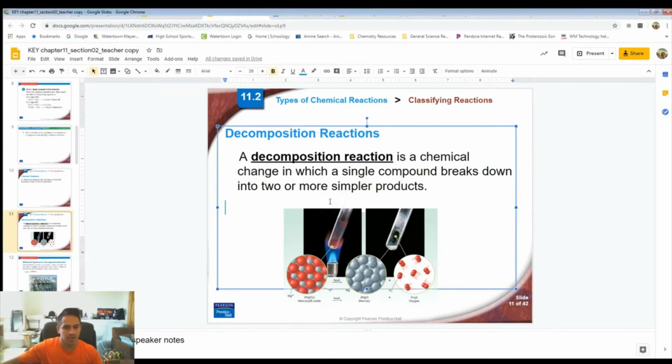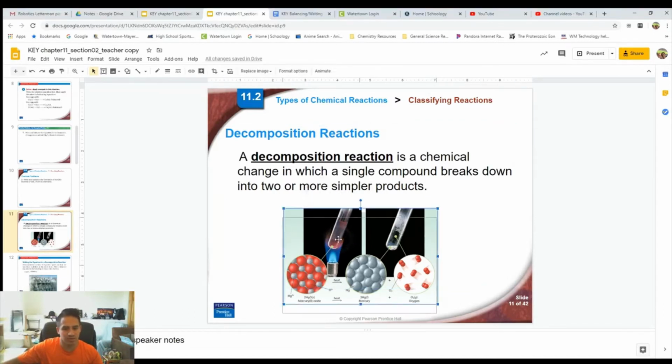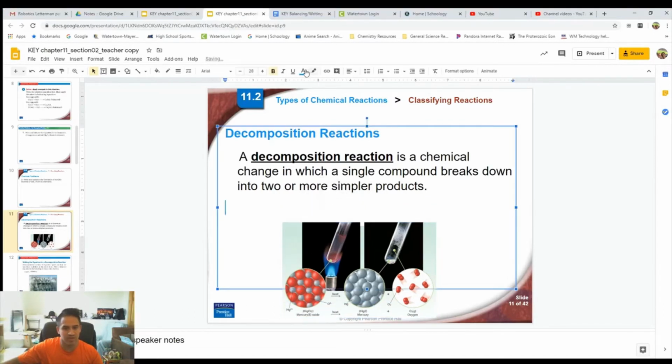Either one. In the image that they show here, and again it might be a little bit hard to see, so we'll type it out. In the image here they have 2 HgO. This is mercury oxide breaking down to make 2 Hg and O2. So we have mercury oxide breaking down into mercury and oxygen. That would be a decomposition reaction.